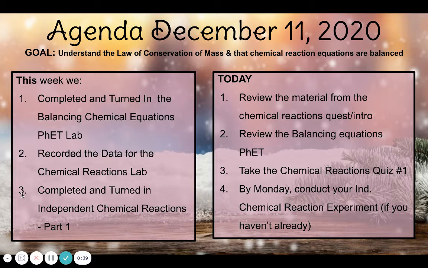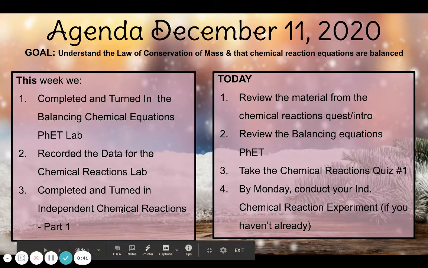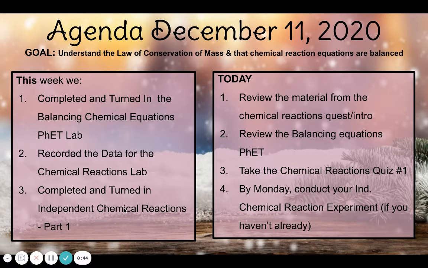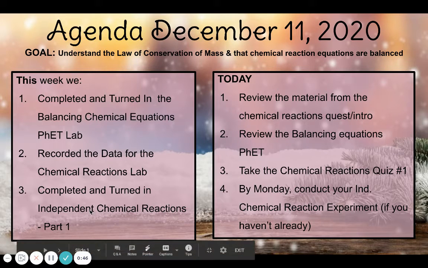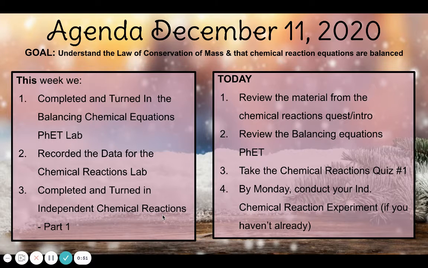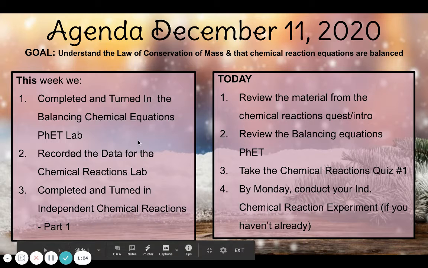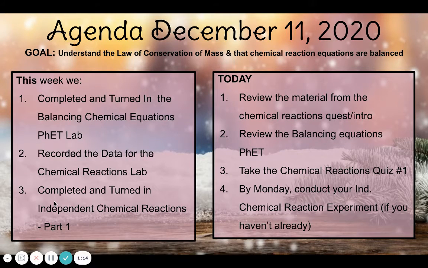And then the third thing is you guys completed and turned in the independent chemical reactions part 1. And that part 1 was just filling in the problem statement, the hypothesis, the materials, the procedure, and creating a data table for your lab. You don't actually have to have data in the data table. It's a blank data table that you can record your data in. So this week the PhET was turned in and the independent chemical reactions part 1, and that's what I checked for most of you guys yesterday or on Wednesday.